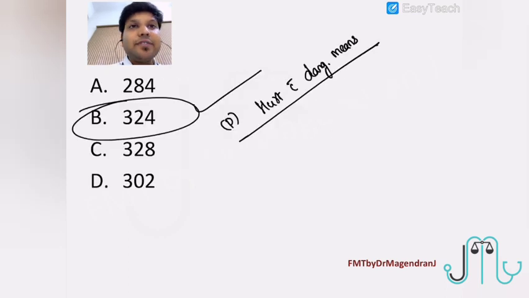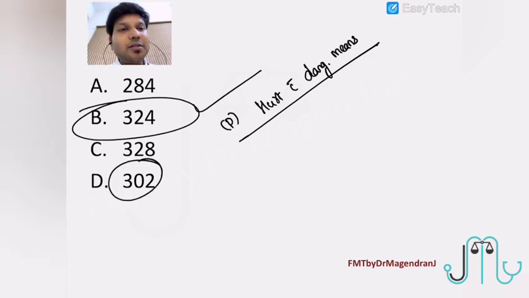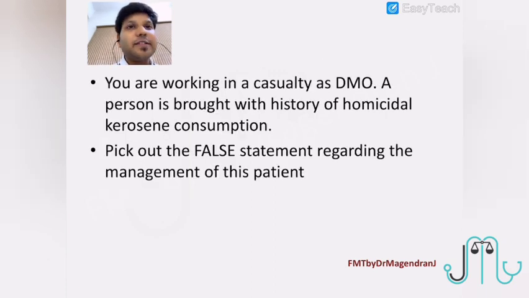If a poison is given to stupefy a patient and for facilitating robbery, we can say that is 328 IPC. And 302 IPC is for murder. If the patient has not died, we cannot say that 302 IPC applies here.